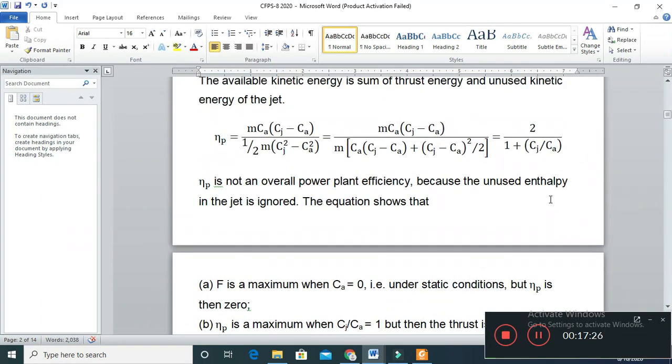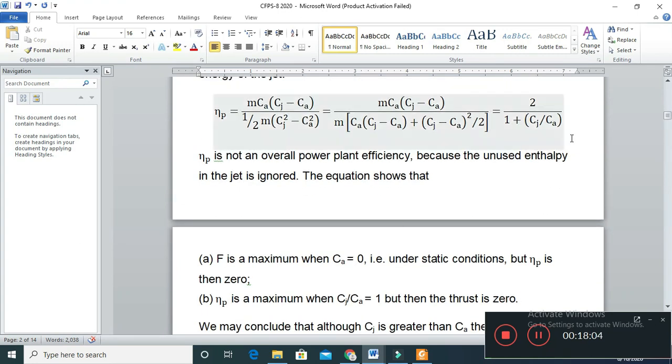The reason is that when the value of Ca is 0, this means the airplane is not moving. When it is not moving, then it can have thrust. But the thrust power is the product of thrust multiplied by velocity of the airplane. So when the airplane is not moving, then thrust power will be 0. Even though the thrust is maximum, the thrust power will be equal to 0.